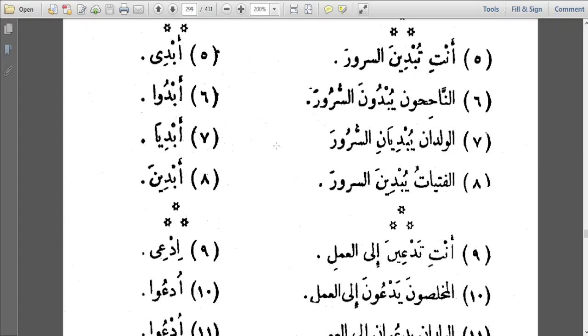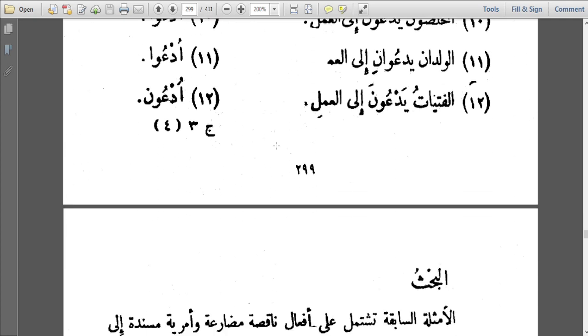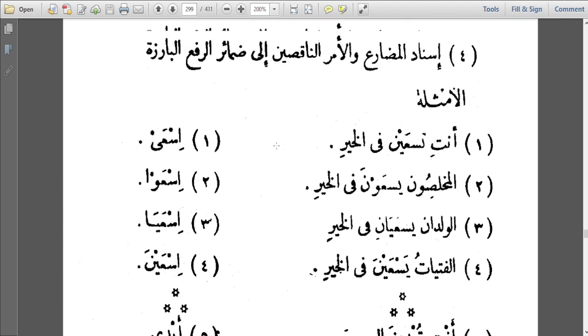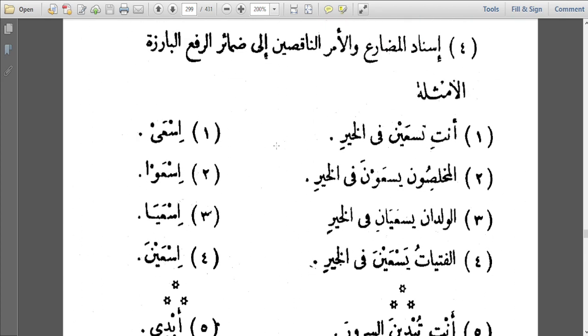That is also the second verb. And also with the third verb we are looking at أنت تدعين إلى العمل. This is دعا يدعو, to call, to invite. So let's look at the sentences we have here. It says أنت تسعين في الخير. You are striving in goodness, in something good.